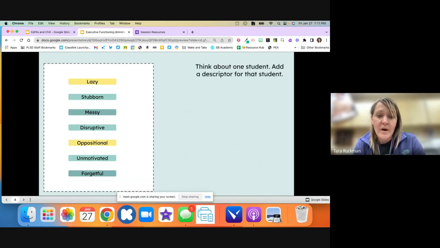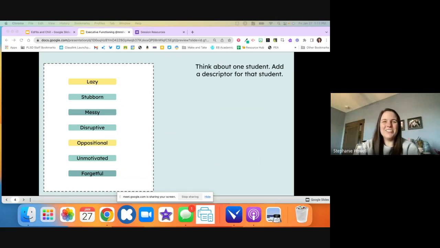And Steph added up here, this is a way that we like to get started. So think about that one student in your class. Drop something in the chat if you can relate and have a student with one or multiple of these descriptors. What's that one student that maybe drives you crazy in your classroom? Are they lazy? Maybe stubborn, messy, disruptive, unmotivated, forgetful? What is that word that might describe one of those students that might be driving you crazy this past week? Yeah, unmotivated. That's a good one.